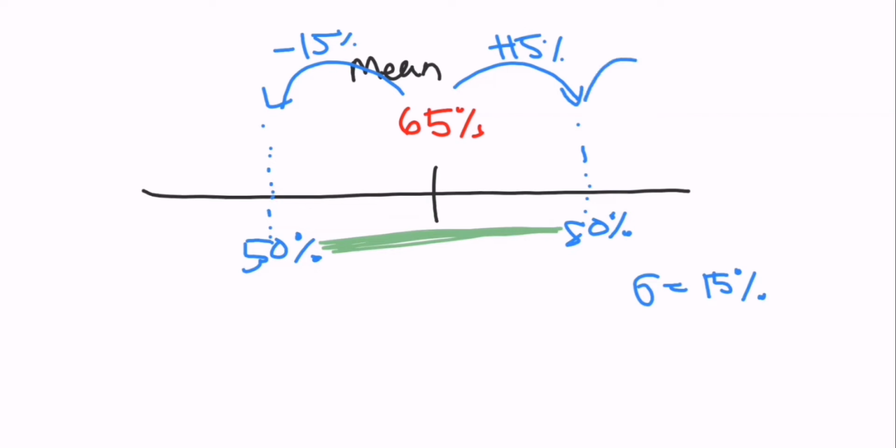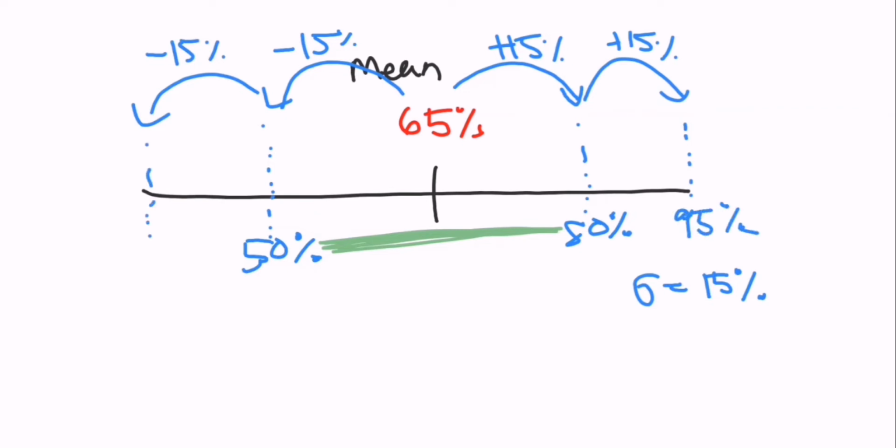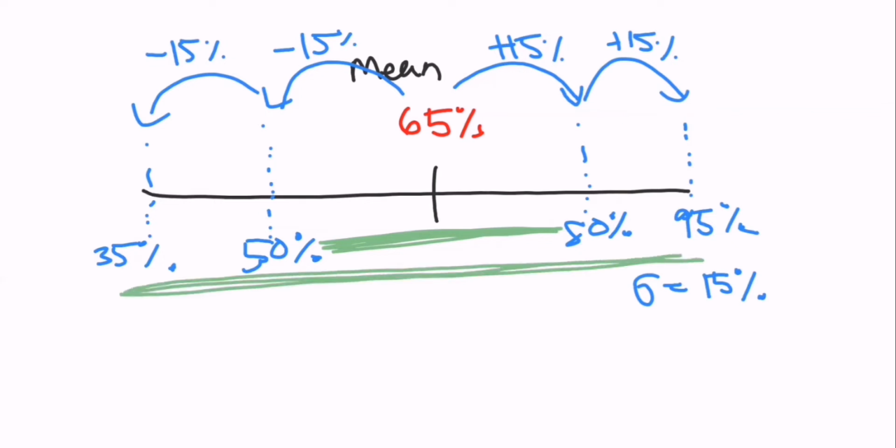Then the entire group, or at least most of the people in the entire group, would stand within two standard deviations. So if I add and subtract 15 one more time, we end up with 95% and 35%. Approximately 95% of people should lie within these two standard deviations of the mean.